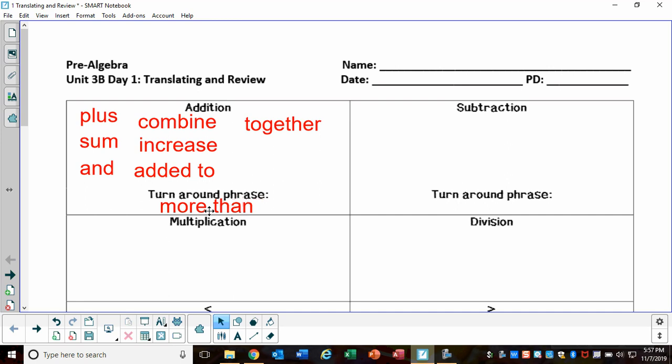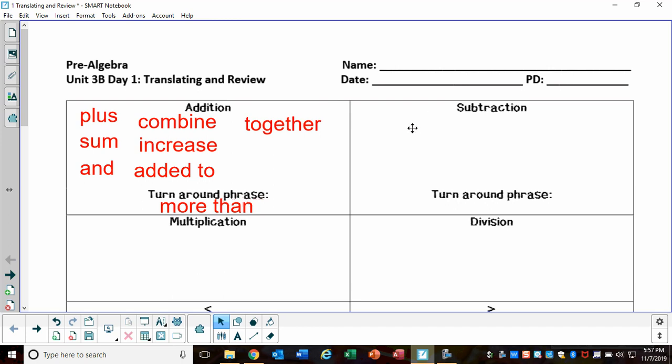So turnaround words means that however it's written, we actually have to flip it around and reverse the order around more than. So like if we said 3 more than 5, what that actually means is 5 plus 3, the way we would write it in math. We just turn the numbers around.